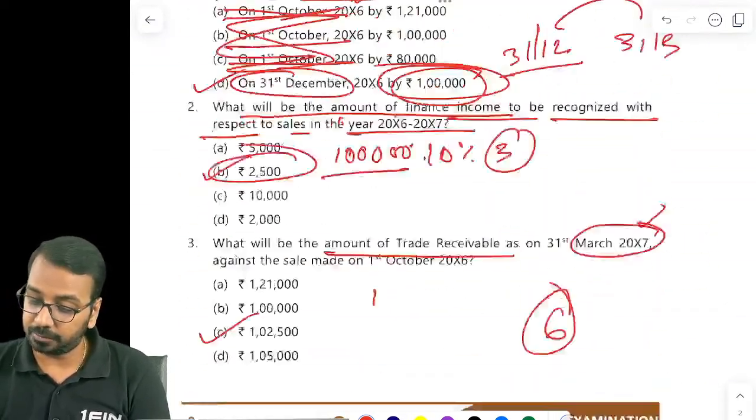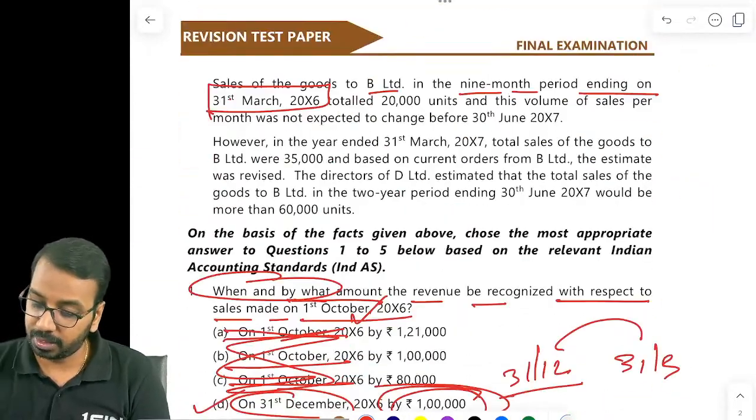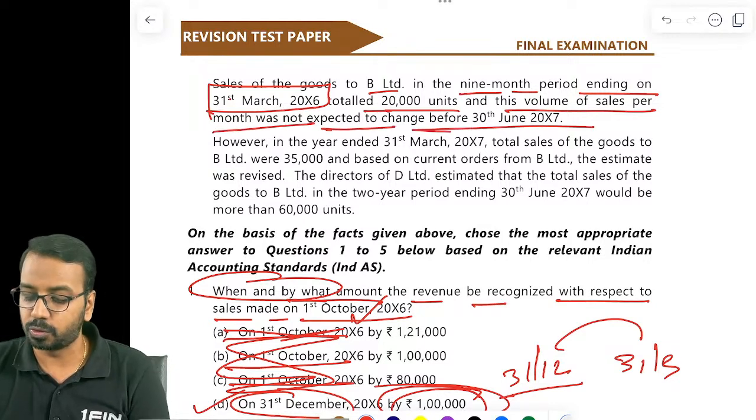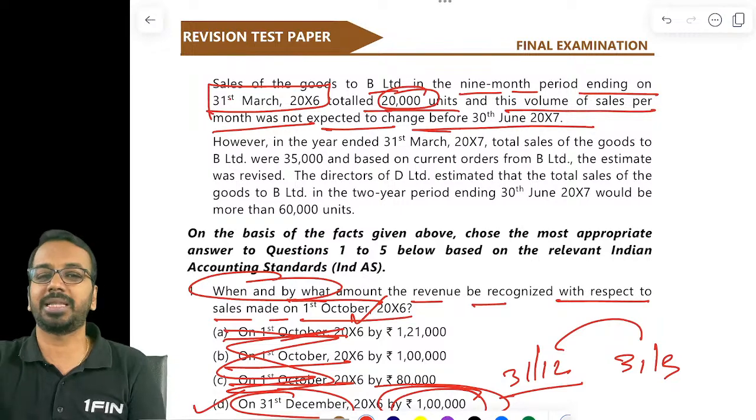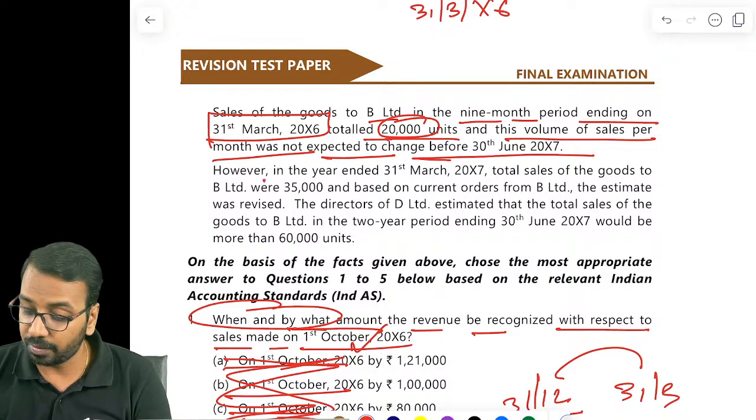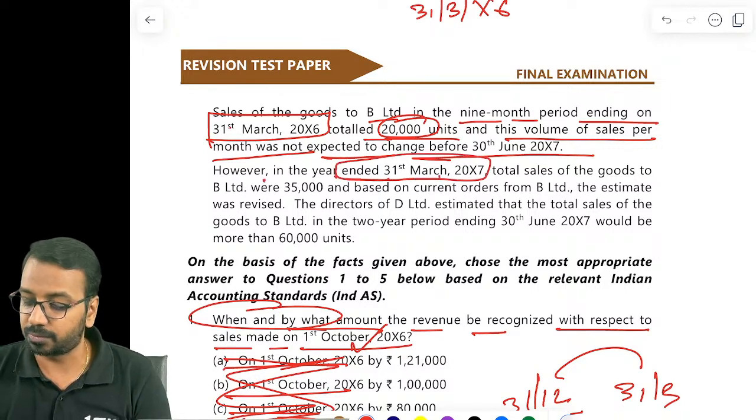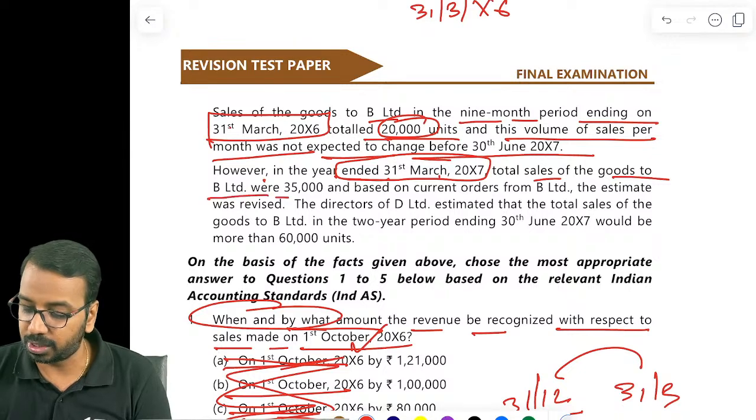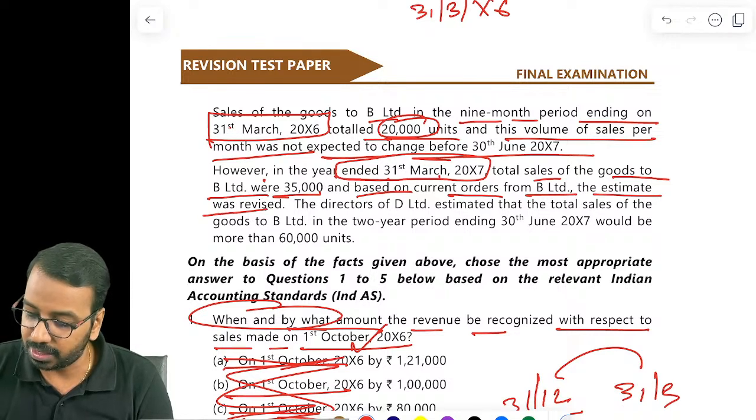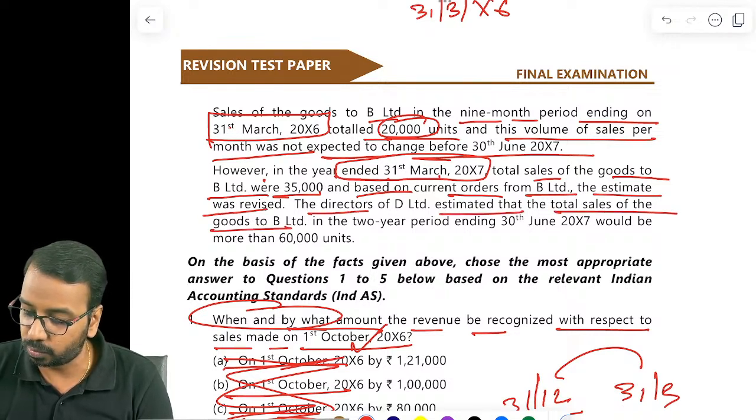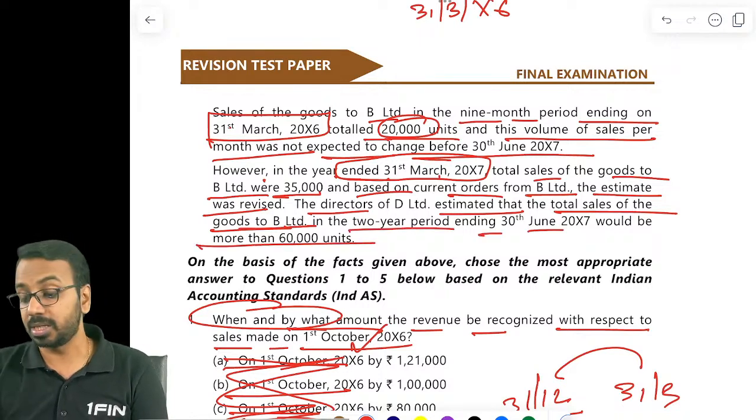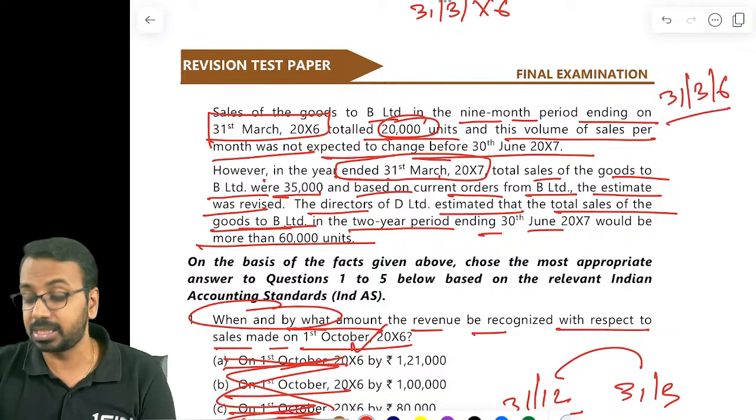Total 20,000 units, and this volume of sales was not expected to change before 30th of June. So totally they sold 20,000 and they do not expect that the cutoff number of 60,000 would be breached. However, in the year ended 31st March of year 7, total sales of the goods to B Limited were 35,000. And based on the current orders from B Limited, the estimate was revised. The directors estimated that total sales of goods to B Limited in the 2-year period ending 30th of June would be more than 60,000. Means in 31st March of year 6, it has not breached.